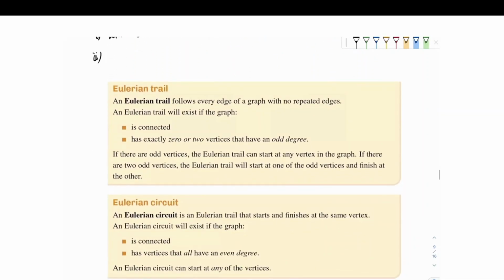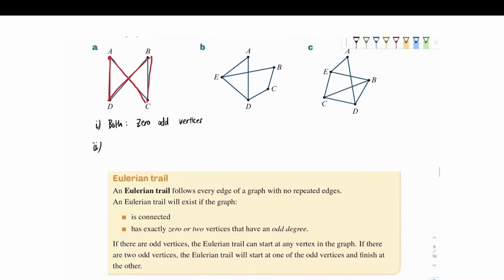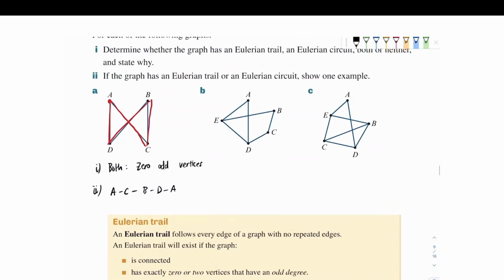And for the circuit, it just means it starts and finishes at the same vertex, which we've done over there. So we just started and finished at A. So that example will be both a circuit and a trail. So this would be A, C, B, D, and A. Let's look at the second one.